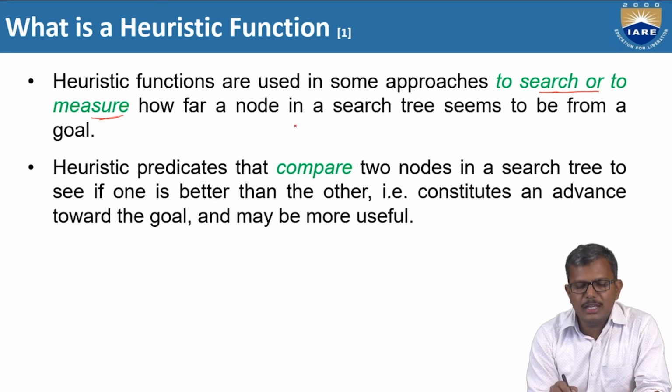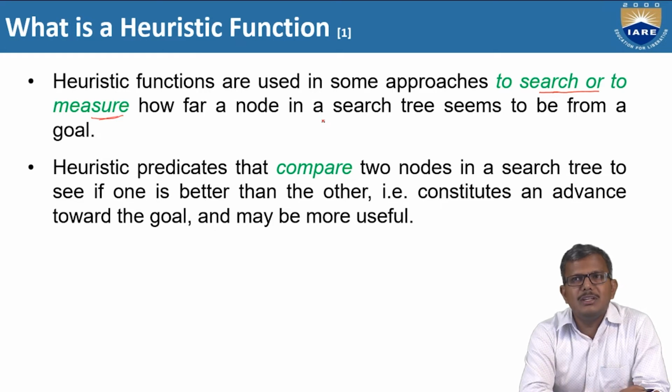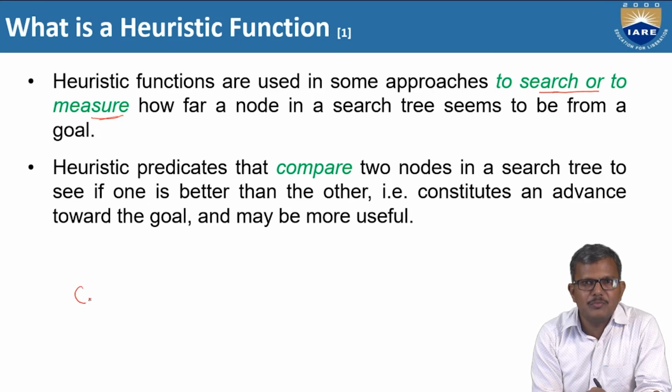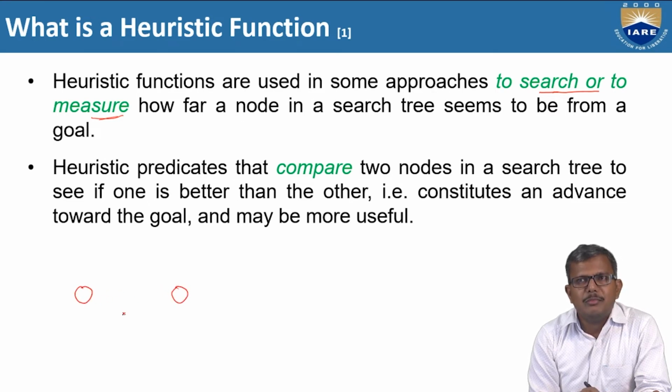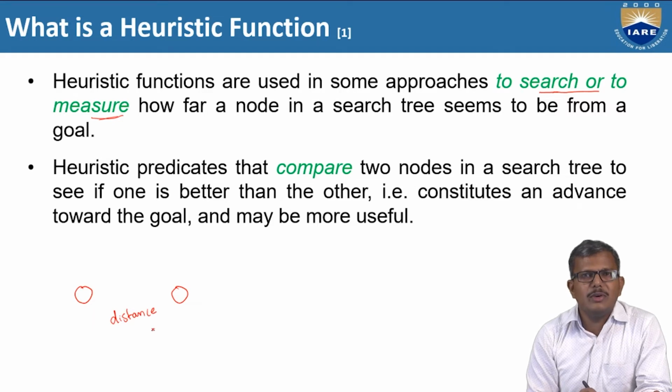See how far a node in a search tree seems to be from a goal. For example, from the initial state to the goal state, what is the distance between these two? If you want to measure the distance between these two points, then you can make use of a heuristic function. Or otherwise, if you want to find out the shortest path, one is the distance, or otherwise you can say the path.